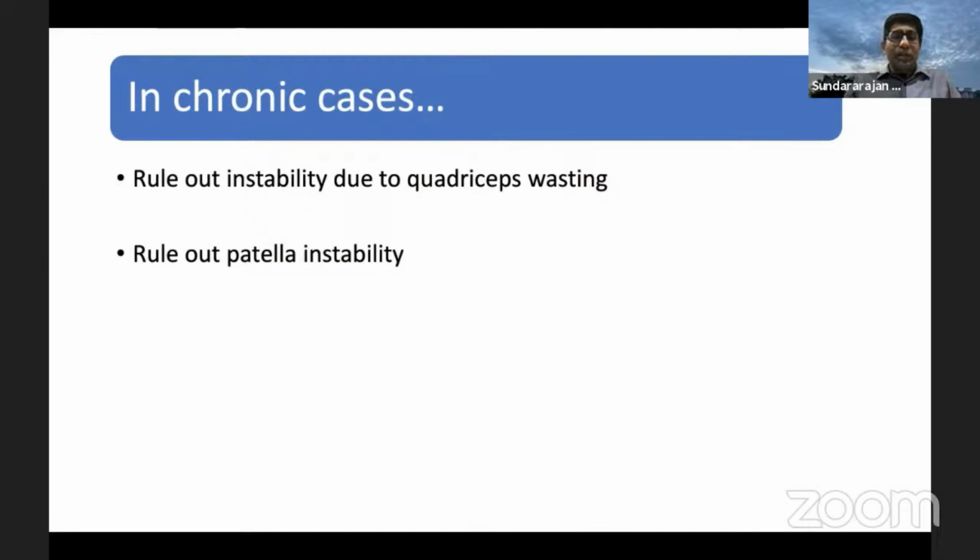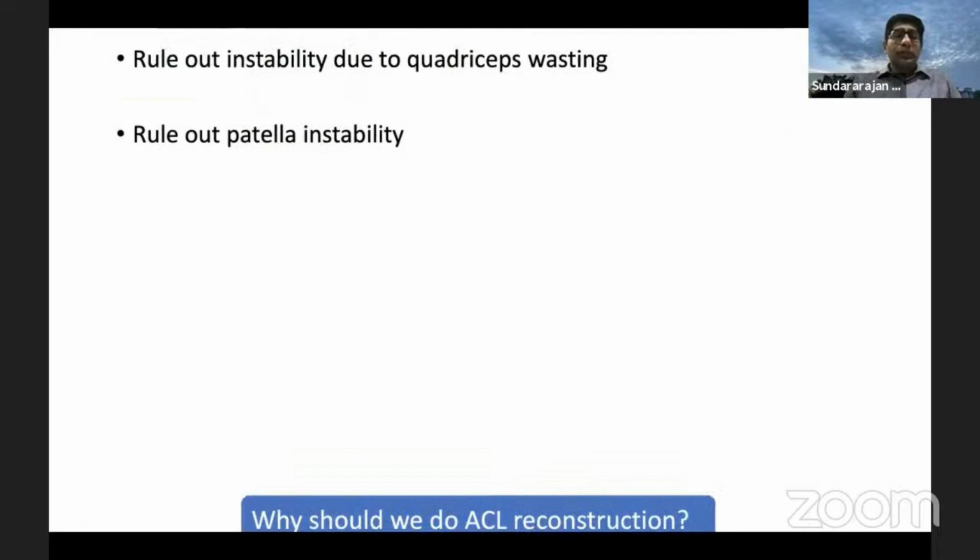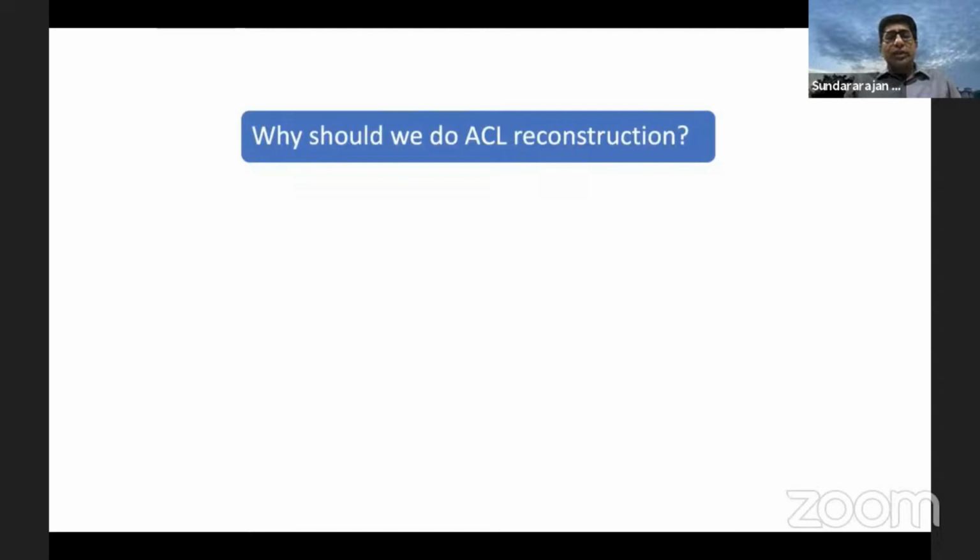So why should you do an ACL reconstruction? I think the most common question is why should we operate on the ACL? Why can't we treat these patients conservatively? We know that by doing ACL reconstruction, we cannot prevent osteoarthritis. We know that the literature has shown that if we don't treat the ACL, many patients don't get osteoarthritis. Then why should we operate?